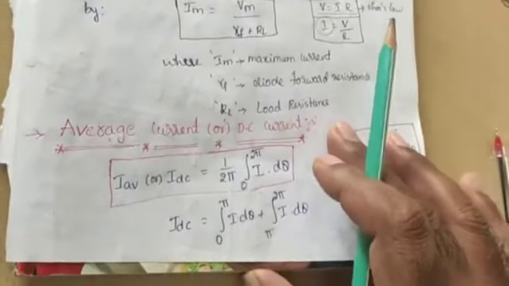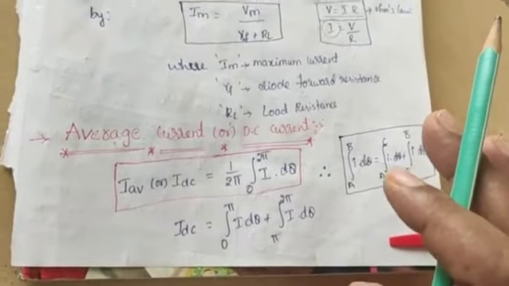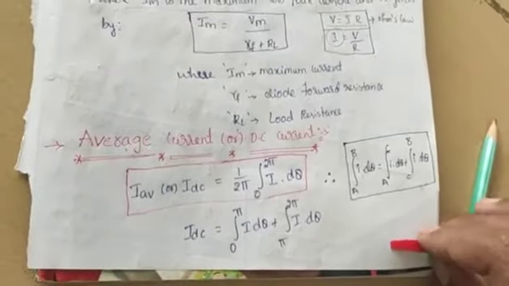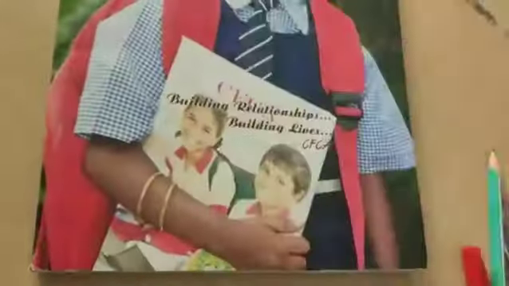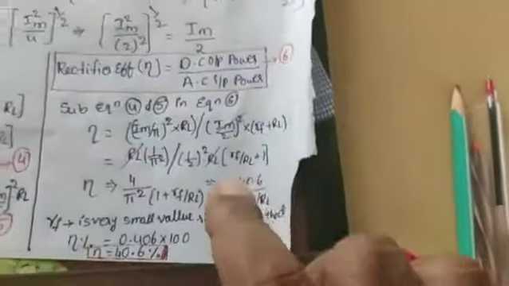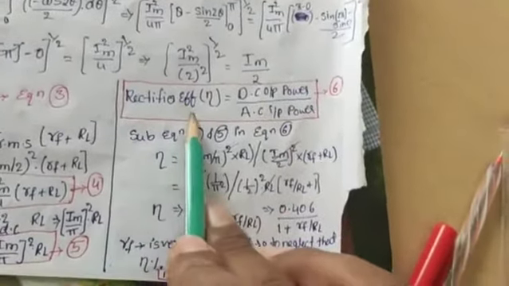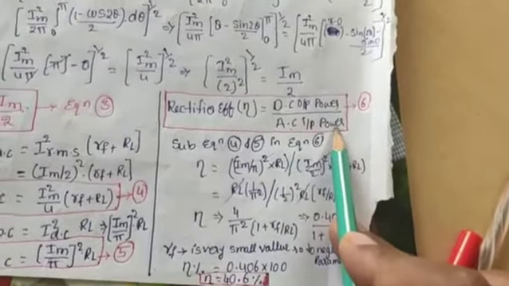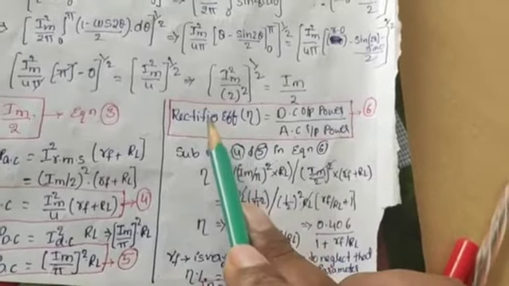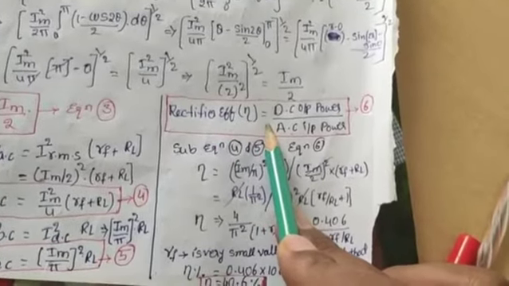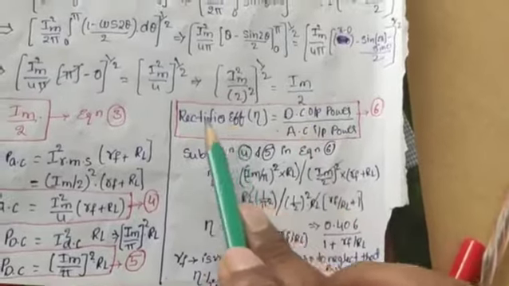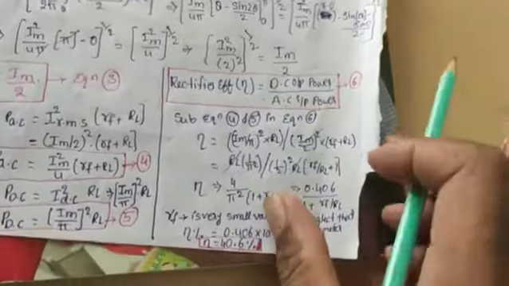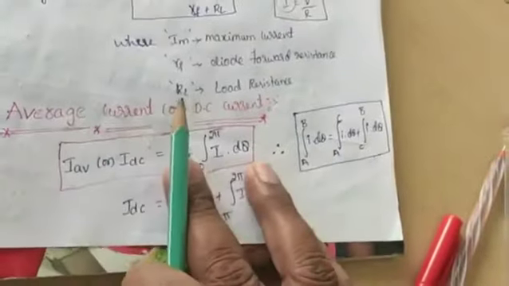Before finding the efficiency of a rectifier, we already know the definition. Rectifier efficiency is the DC output power divided by the AC input power. So before calculating the rectifier efficiency, let us find out the DC output power and the AC input power, one by one.